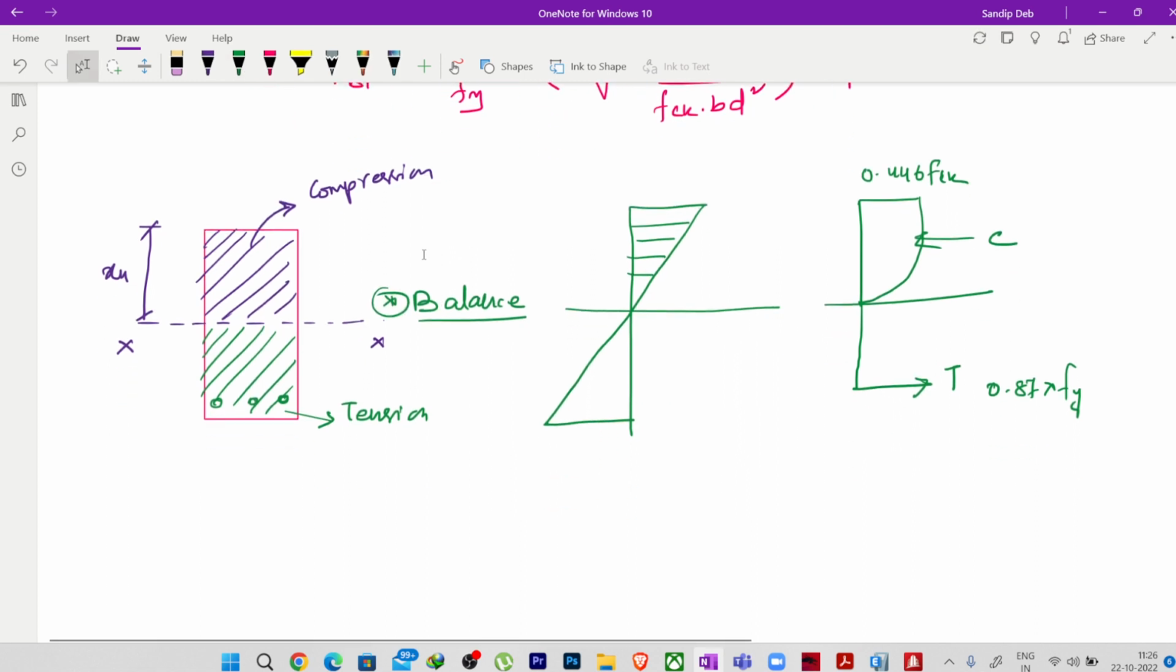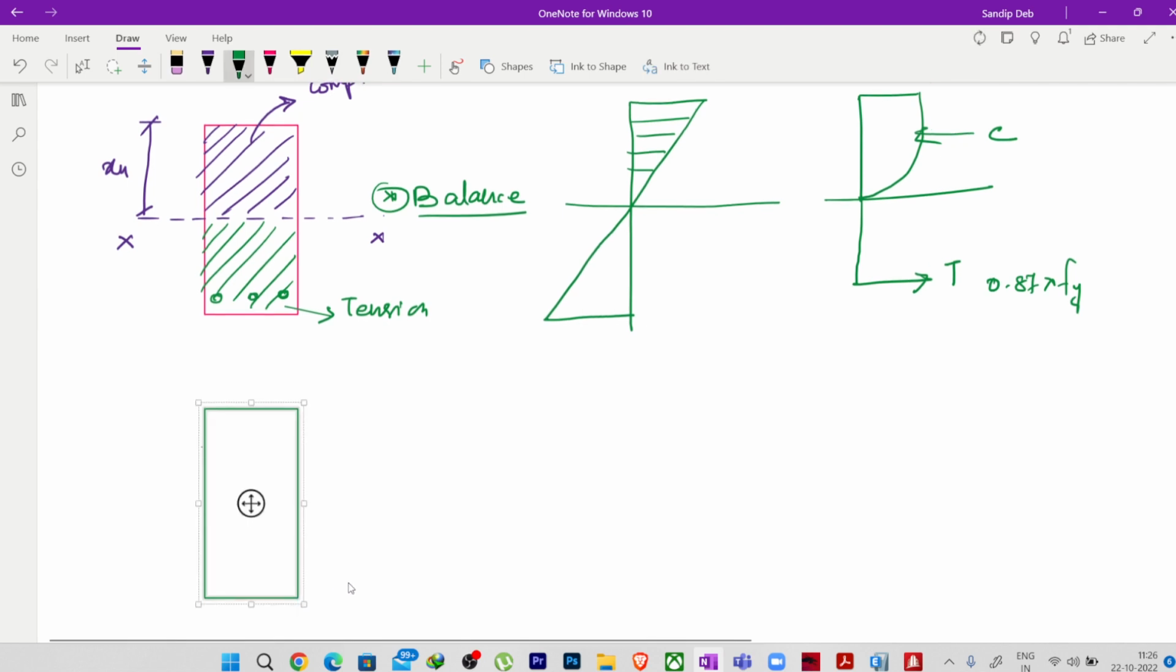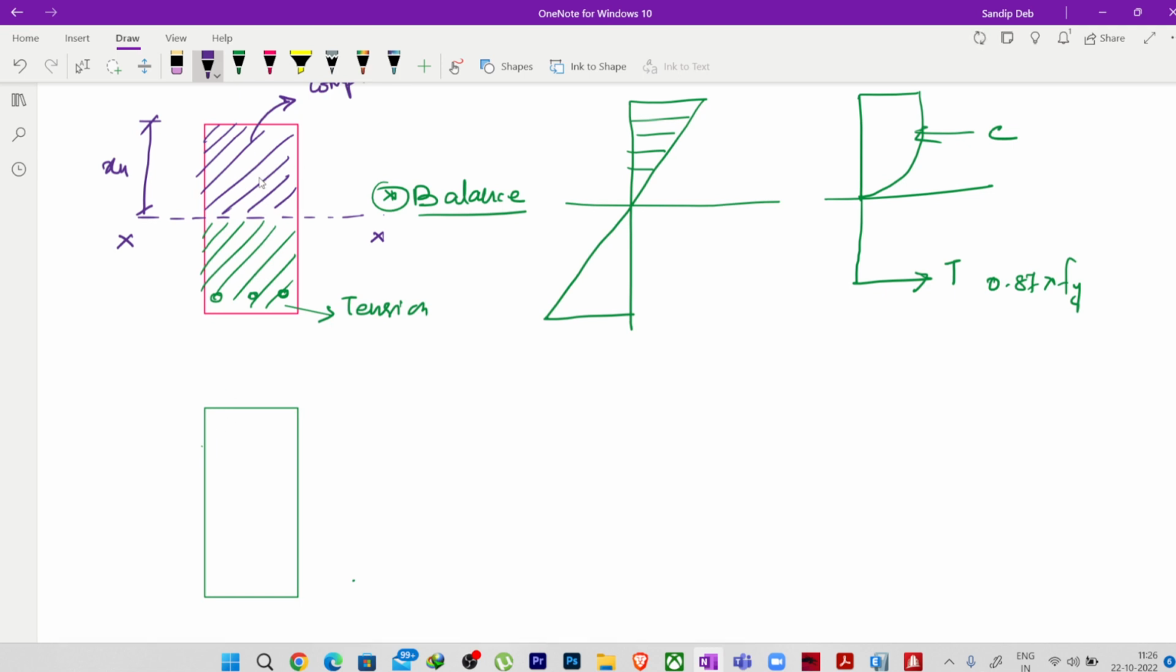Now what if the zone which is under compression is reaching its ultimate limit of stress, but the steel is not reaching its ultimate limit of stress? So what will happen exactly? The neutral axis will go down, that means the stresses will be higher here. So we can draw the neutral axis somewhere here, right? So how will the strain diagram be? It will be something like this.